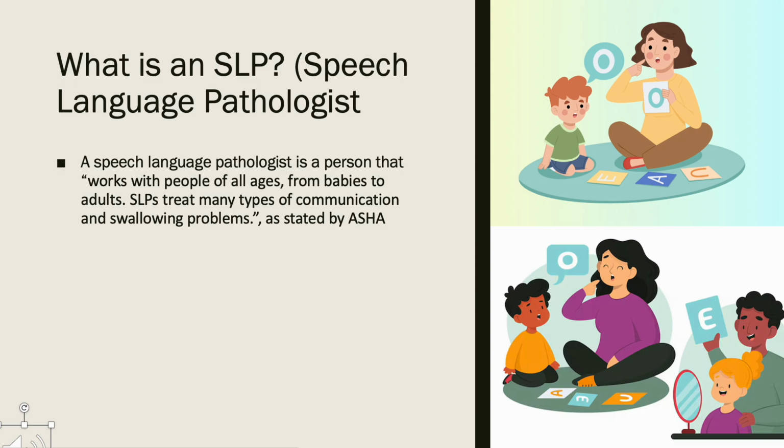So let's start off with what is an SLP. An SLP is a speech-language pathologist. A speech-language pathologist is a person that works with people of all ages, from babies to adults. SLPs treat many types of communication and swallowing problems. This was stated by ASHA. Some examples are that they treat fluency disorders, articulation disorders, as well as voice disorders and much more.